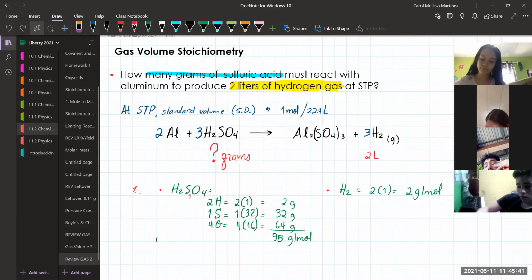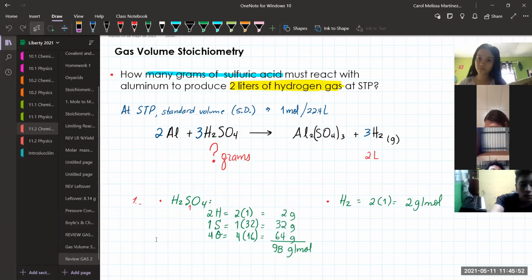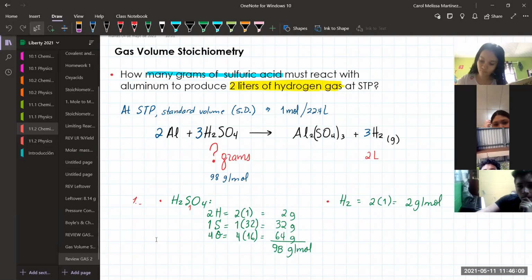Now from this, I'm going to include the molar masses in the reaction. So for sulfuric acid, I have 98 grams per mole, and for hydrogen, I have 2 grams per mole. Okay, those are the molar masses.